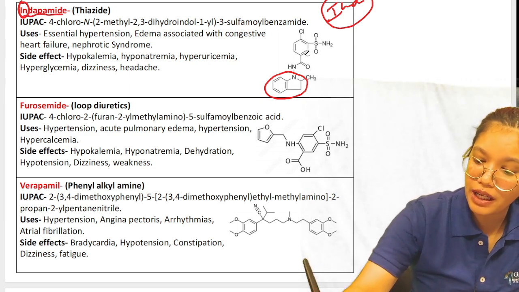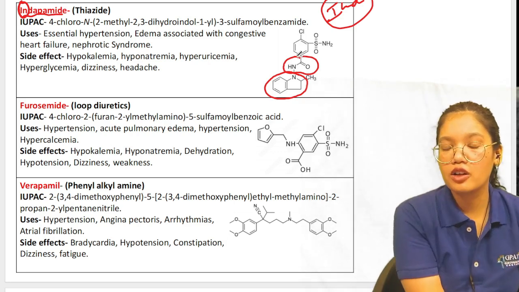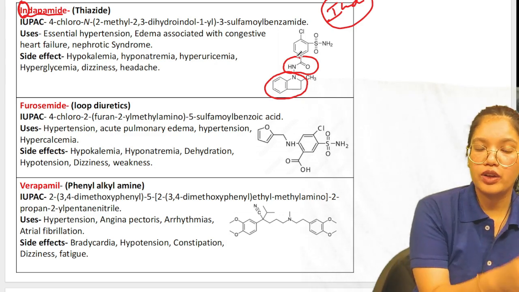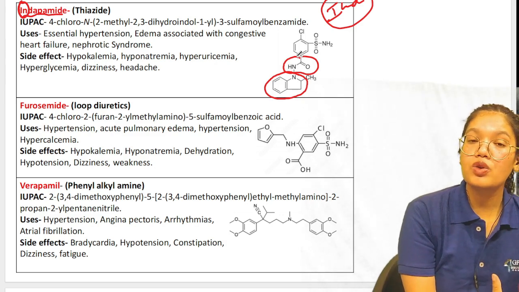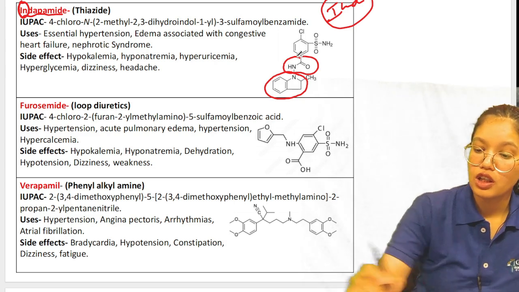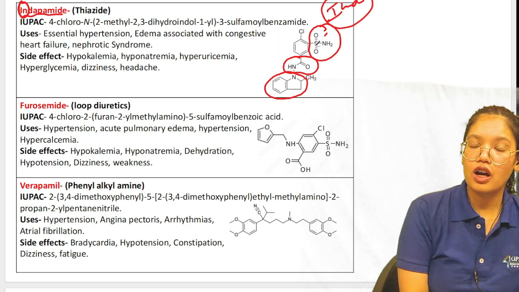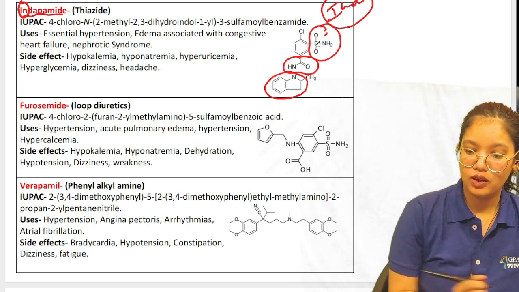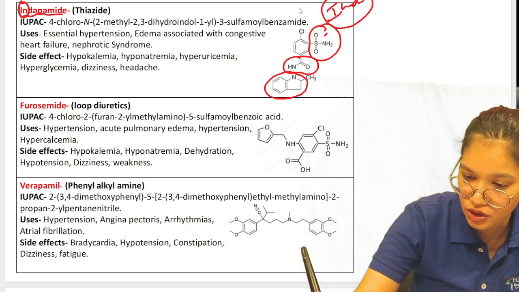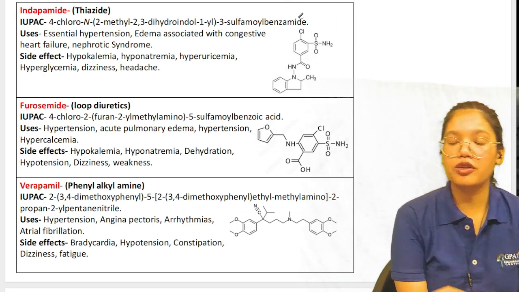So indapamide, amide here, so indole plus an amide group. Then as with all the diuretics, mostly all of them have a sulfonamide group in their structure. So in this also we have a sulfonamide group attached along with the chlorophenol. Okay, the chlorobenzene has a sulfonamide group attached. So this is the structure of indapamide, the type of thiazide.